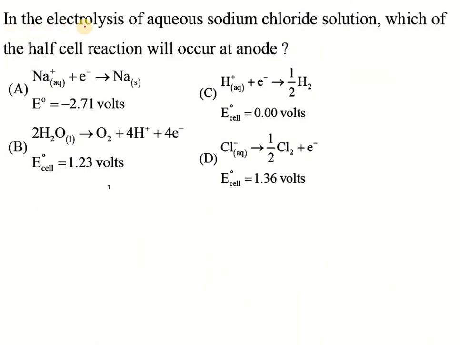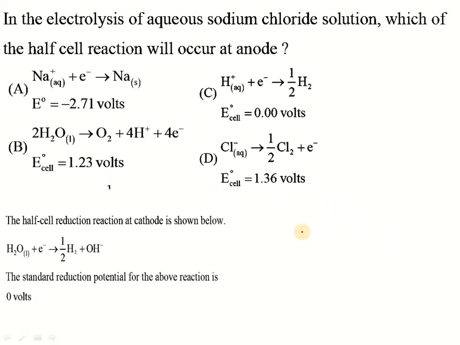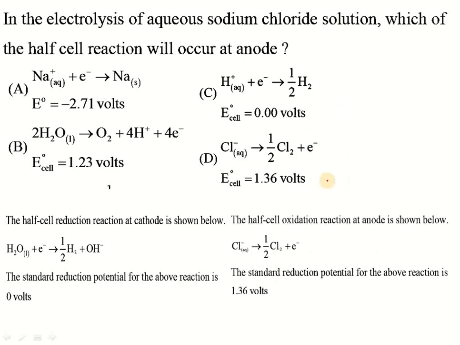Next, in the electrolysis of aqueous sodium chloride solution, which half cell reaction will occur at the anode? Usually at the anode, either oxygen or any non-metal other than hydrogen will come. In the sodium chloride reaction, chlorine will come as the product at the anode due to oxidation and E naught value dependence. So D is the right answer for this question.